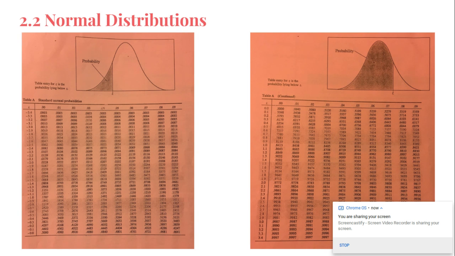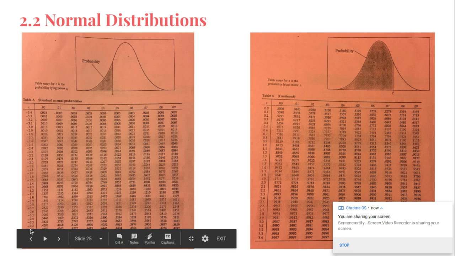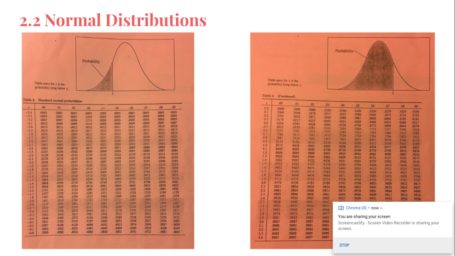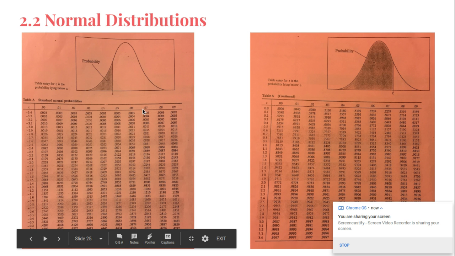So this is what Table A looks like in the pink packet. Basically, once you find the z-score using the equation, you can look at the table to find the value by looking at the left column and the top column. The percentile represents the percent of data lying below the z-score, which is found inside the table.